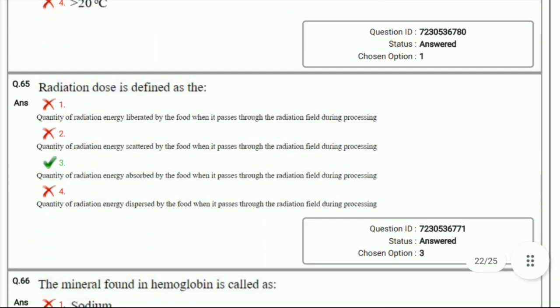Next question, radiation dose is defined as the quantity of radiation energy which is absorbed by the food. This is the main term which is important in this definition, the energy which is absorbed by the food when it passes through the radiation during food processing. When a particular amount of radiation is absorbed by the food, it has certain direct or indirect effect on microorganisms.